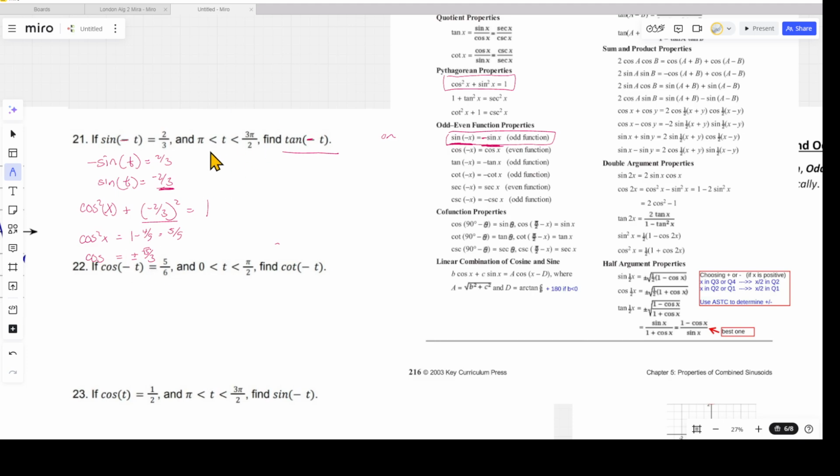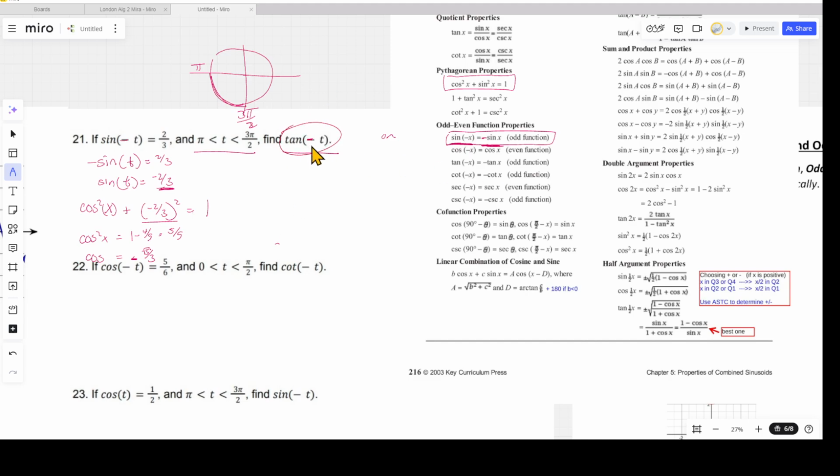Now how do I choose plus or minus? Well, they restricted us to a certain quadrant, the third quadrant. So I know now I can choose, do I want positive or negative? Is cosine positive or negative in this quadrant? Since cosine is horizontal, cosine is the x coordinate, or however you want to think about it, but cosine is negative in this quadrant. So that means I can get rid of the positive. So for us, cosine is negative root 5/3.